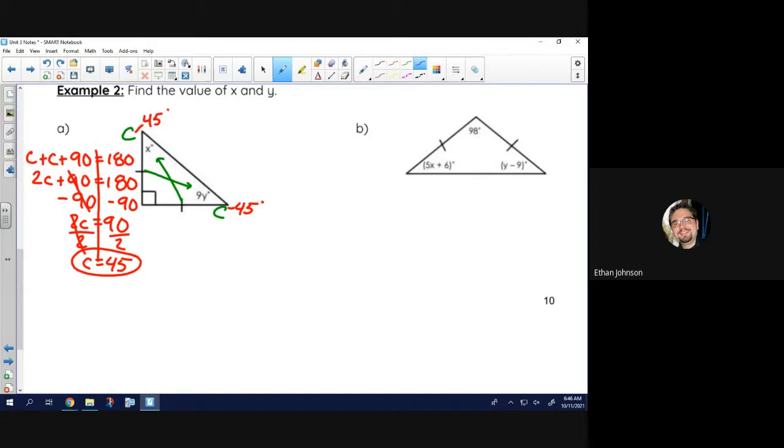Well, now there's a different equation that we can write. I know this angle up top with the x has to equal 45, so I know x equals 45. Oh, well, x is by itself, we're done. Then the other one with the y has to equal 45 as well. So 9y equals 45. Divide both sides by 9. Y equals 5.